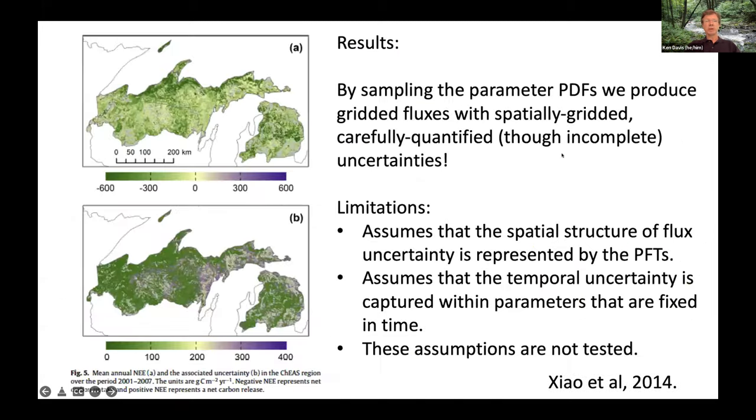And then, pretty cool, by sampling those parameter PDFs, you can get gridded fluxes. The parameter sampling actually gives you the gridded flux uncertainties. So this is cool, I think.